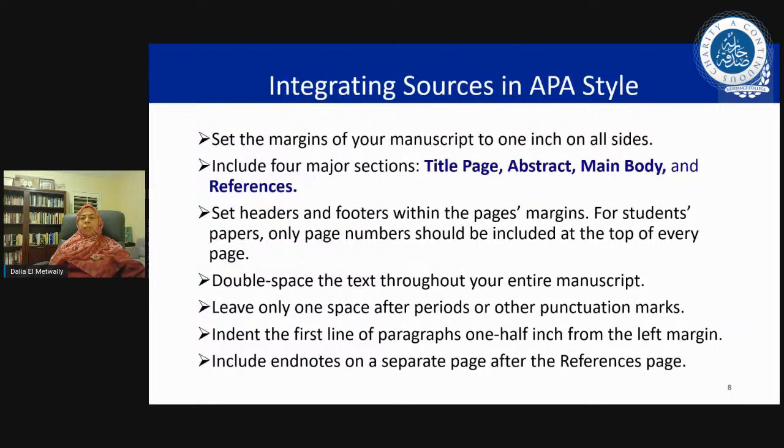So what is the general format of the APA paper? The margins are very, very important. And just like MLA, they are 1 inch on all sides. And they include 4 major sections. And this is, of course, a departure from MLA. So we have to have a title page, an abstract, the main body, and references.